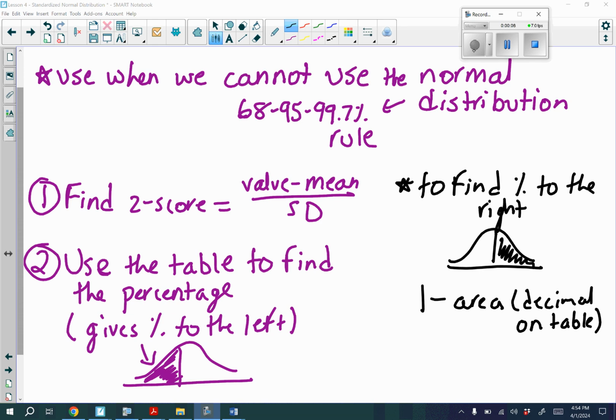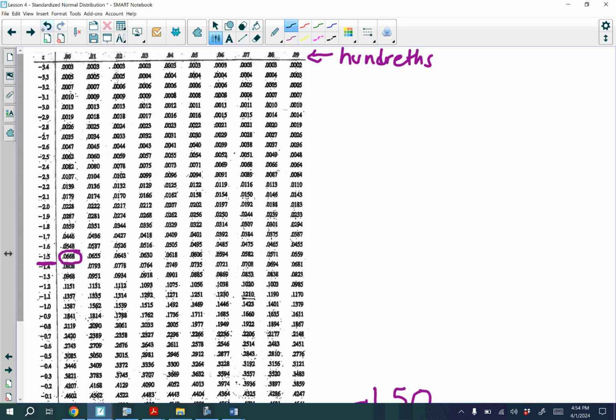So now what we're going to do is use this idea of the standard normal distribution and apply it to some of our problems. So let's go to the next example.